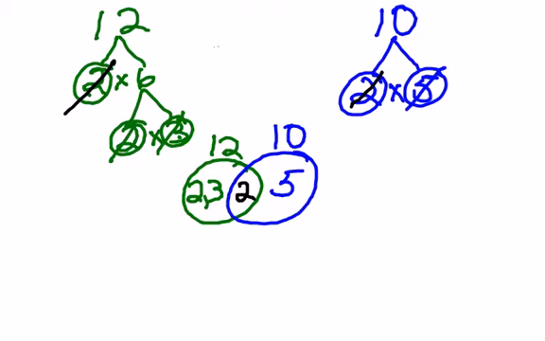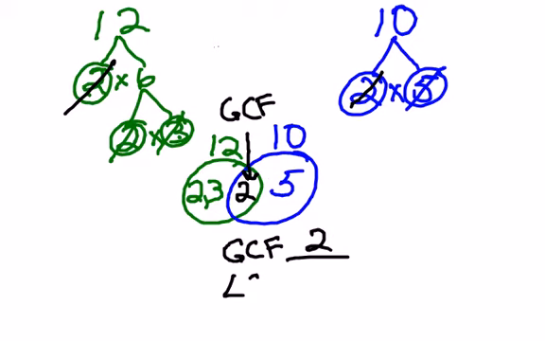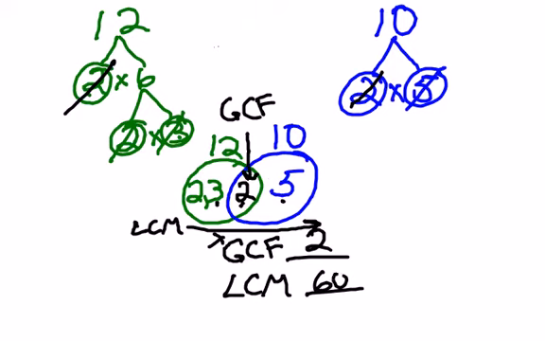So, according to my new way of finding things, the greatest common factor becomes the numbers in the middle. And if there's more than one, we multiply them. Since there's not more than one, we're just going to write 2. And the least common multiple is when we multiply them all together. 2 times 3 is 6. 6 times 2 is 12. And then 12 times 5 is 60.